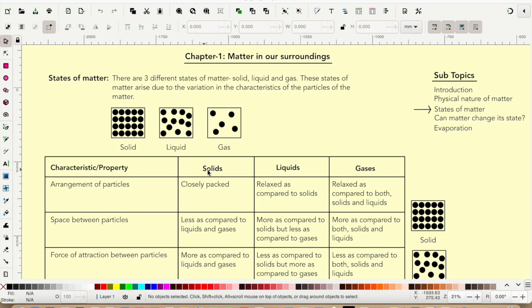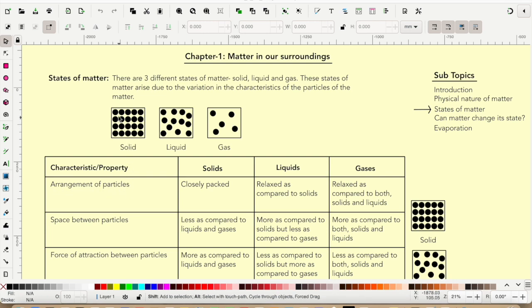Now we will do a comparative study based on various characteristics or properties. It is clear from this figure that the number of particles in a fixed volume is maximum in solids and minimum in gases. That means density of solids is maximum and density of gases is minimum. First property is arrangement of particles.